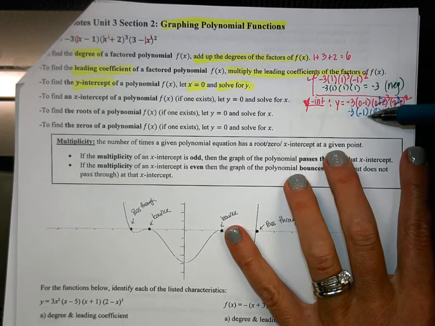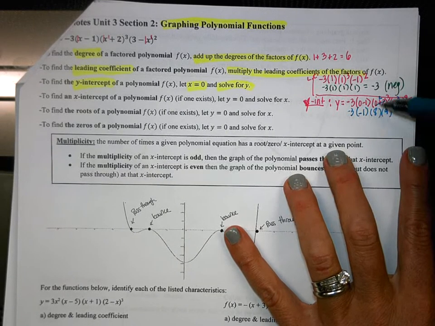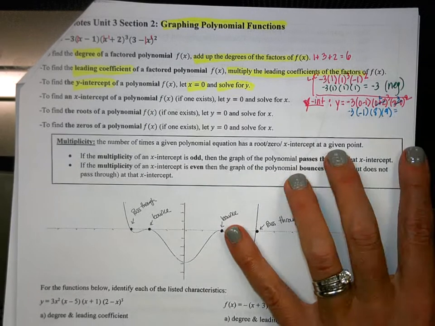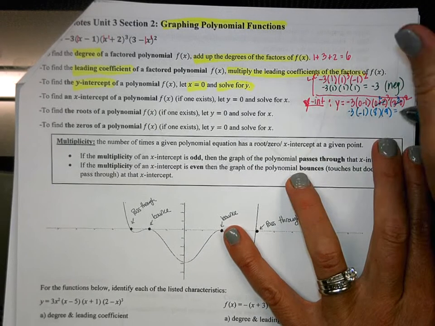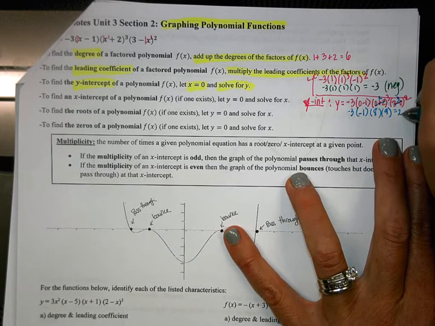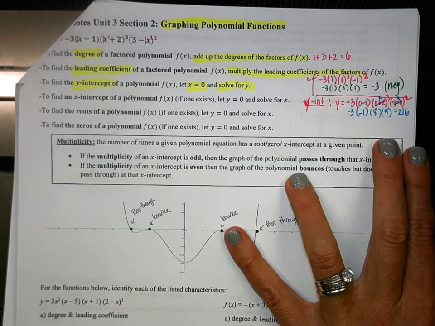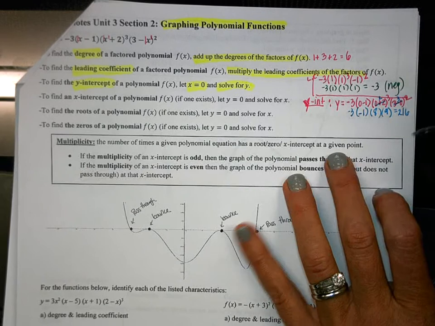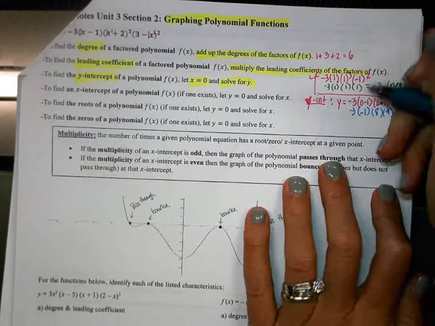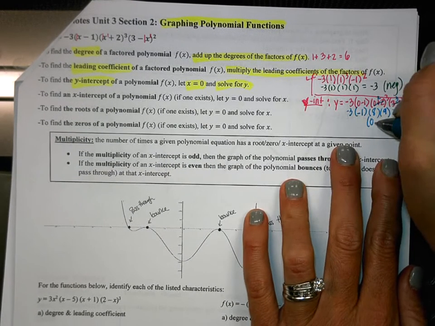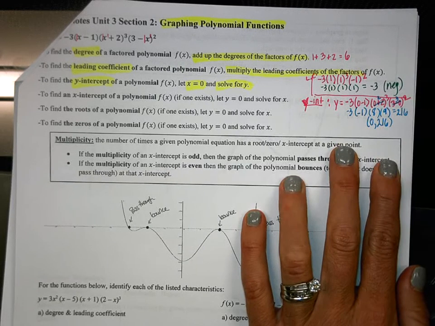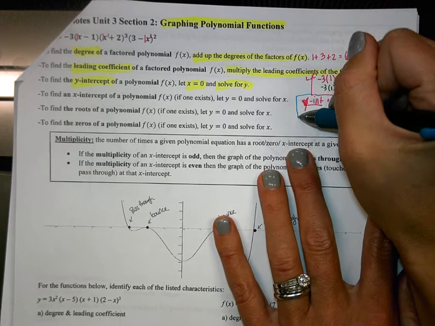We multiply all that together. Negative 3 times negative 1 is positive 3. 3 times 8 is 24. And 24 times 9, anyone? 216. I didn't do that in my head. I'd already multiplied it out, just so you know. So for the y-intercept, we plugged in 0 for x, and we got 216 for y. That is my y-intercept.